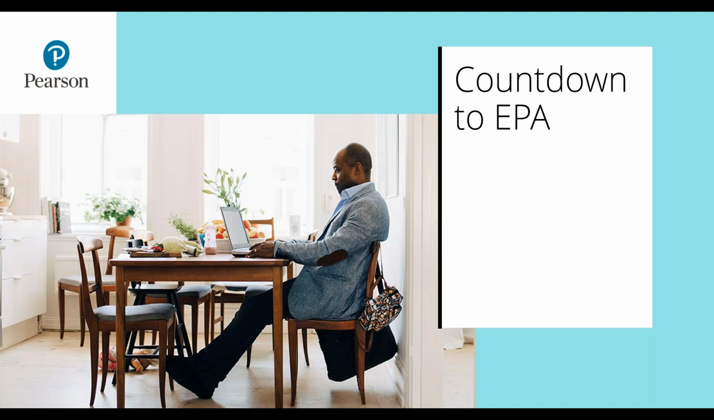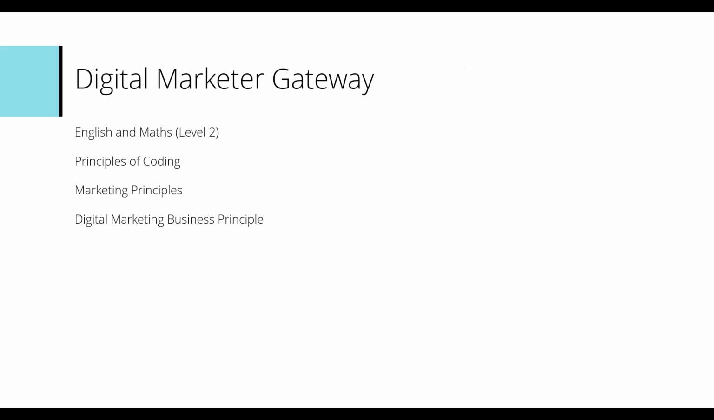Okay, so countdown to EPA, what happens next? From a gateway perspective, when the learner is at gateway, we are looking to see English and Maths level 2, we're looking to see principles of coding, we're looking to see marketing principle certification and digital marketing business principles.